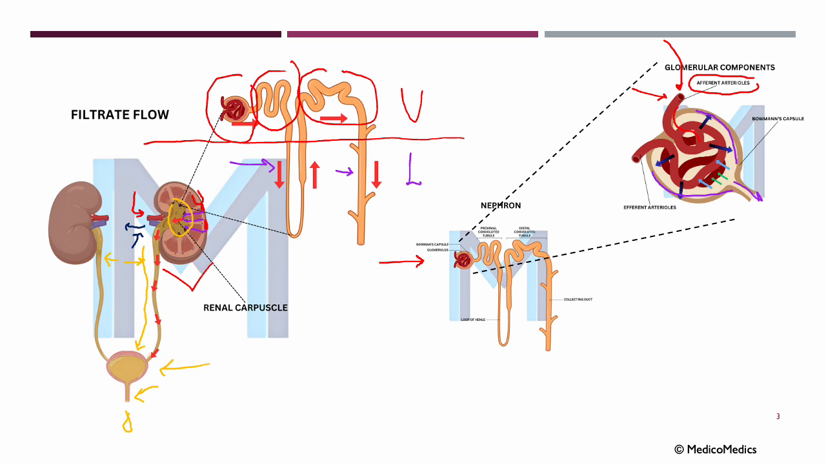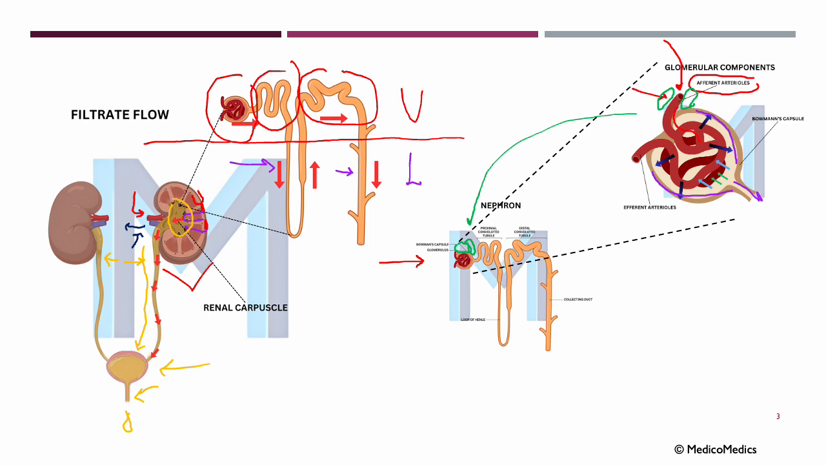Now, how do we connect this to the RAAS system? Well, at the level of the efferent arteriole. So let us illustrate some cells here at the level of the efferent arterioles. If you want, take a look at this illustration here. Let's draw some of these cells out. Now, at this level of the efferent arterioles, we have juxtaglomerular cells. Now, these form part of the so-called juxtaglomerular apparatus, along with macula densa and mesangial cells.